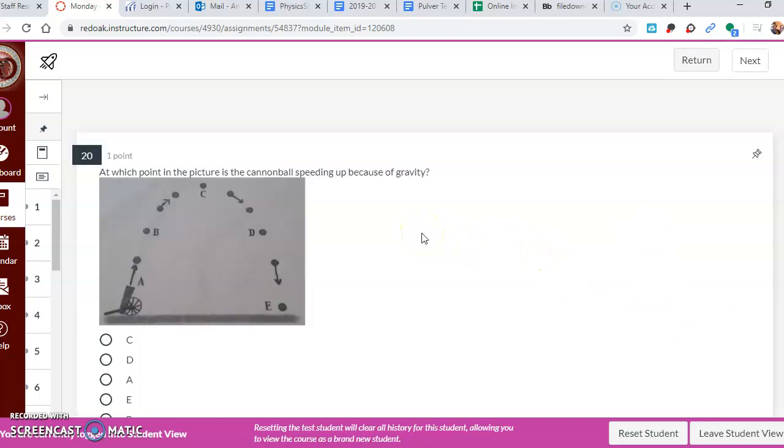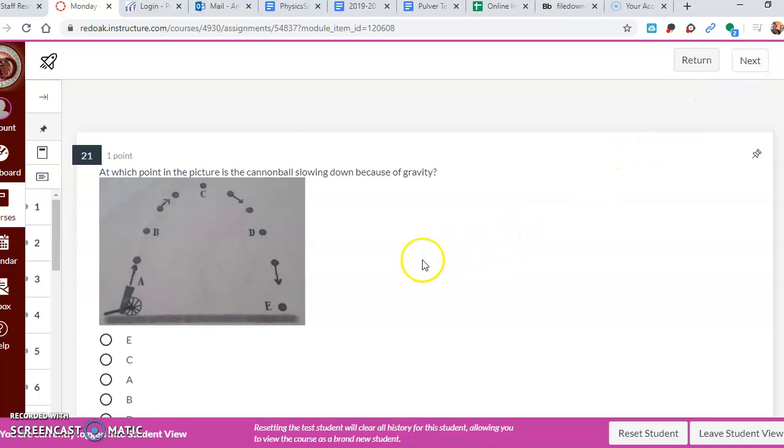Okay. At which point is the cannonball speeding up because of gravity? Again, right here, it's going against gravity's pull. So gravity is slowing it down. Remember I said gravity is jealous. It wants you back. It doesn't want you to leave it. So it's going against gravity here, so gravity's slowing it down. But as soon as you start heading back, gravity is going to speed you up as you fall. So at which point is the cannonball speeding up because of gravity? You would actually say D. Right here is where it's speeding up because of gravity.